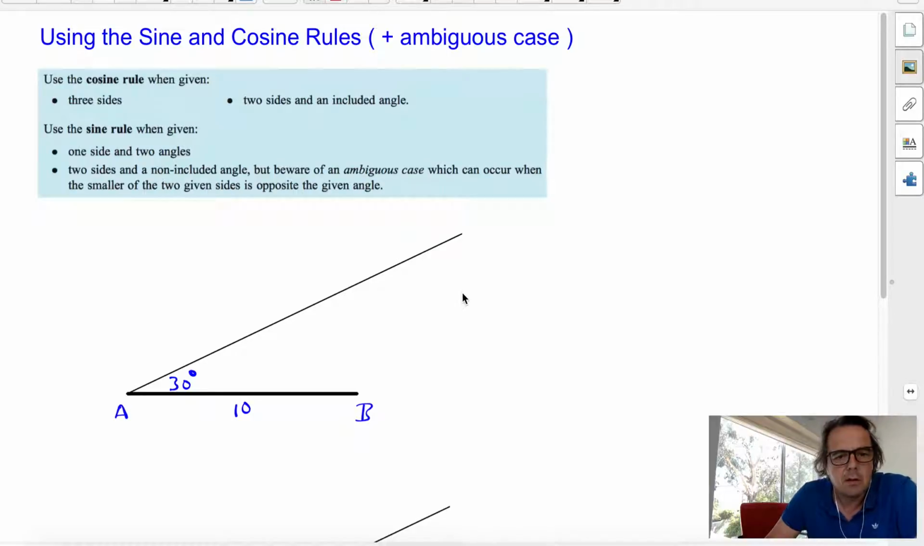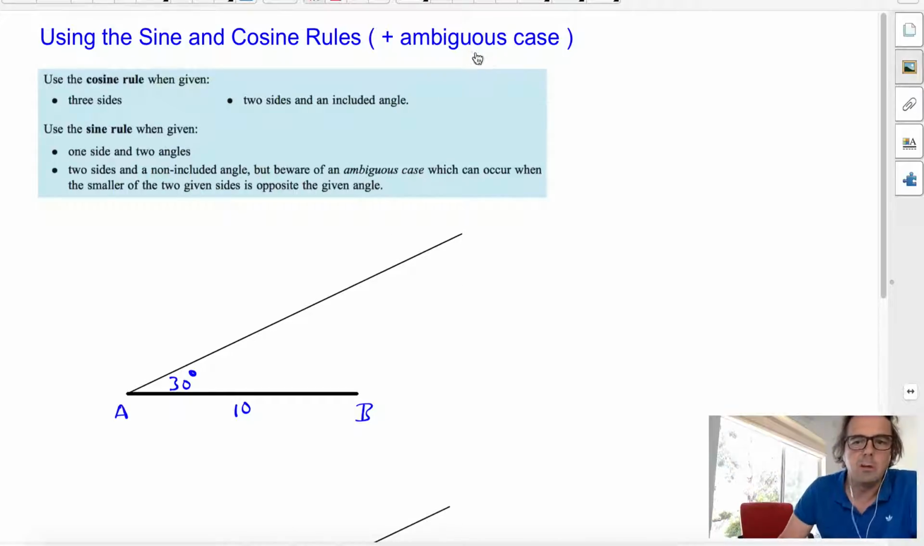Hi guys, here we have some examples of using the sine and cosine rules, in particular with the ambiguous case, which applies to the sine rule. The ambiguous case can occur only with the sine rule. So first of all, when do you choose what?